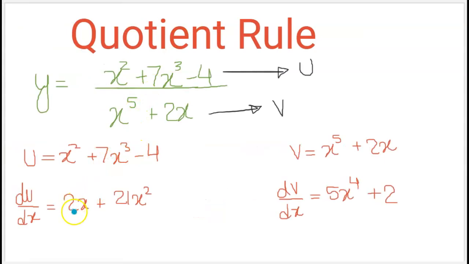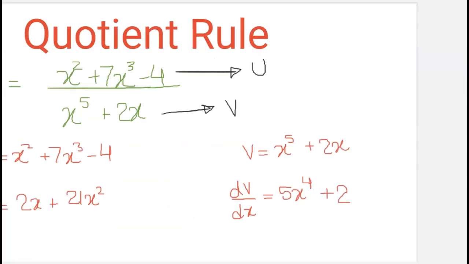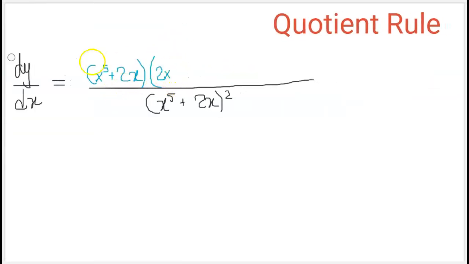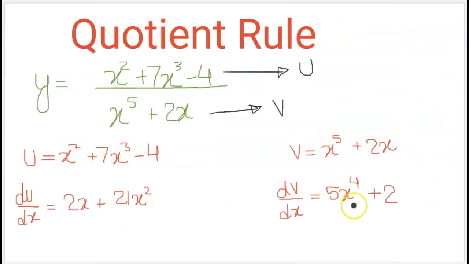And then I need to get the du over dx. What is du over dx? 2x plus 21x squared. I'm putting this thing. So 2x plus 21x squared. And do not forget there is a negative here in the quotient rule. Now I need to do the other part. The other part says u and dv over dx. U dv over dx. So u is here and dv over dx is here.